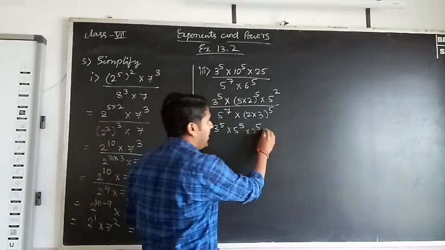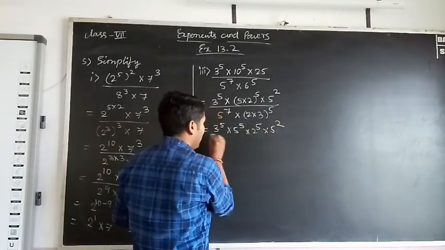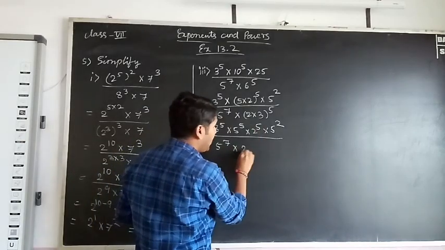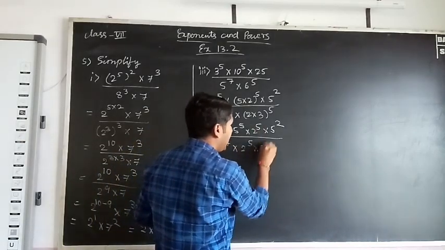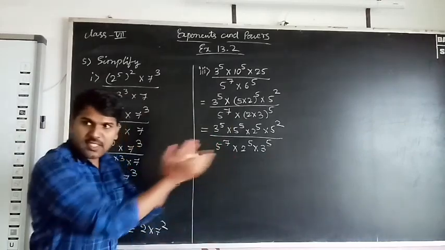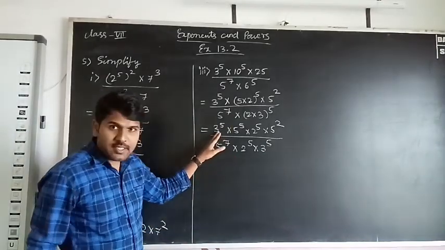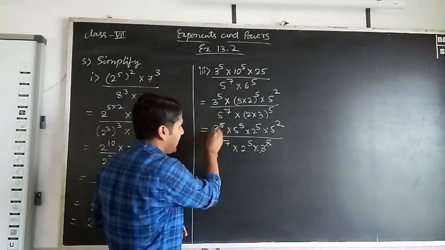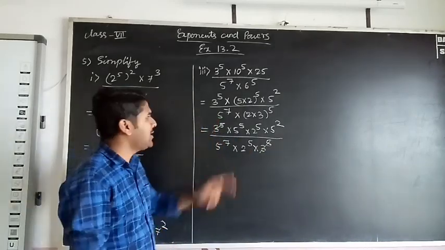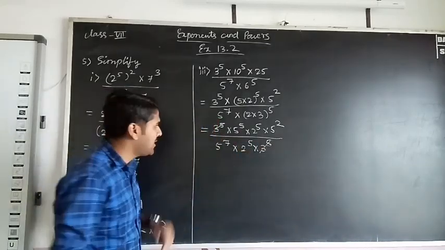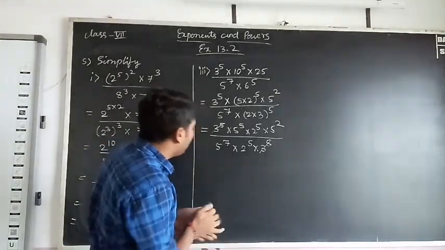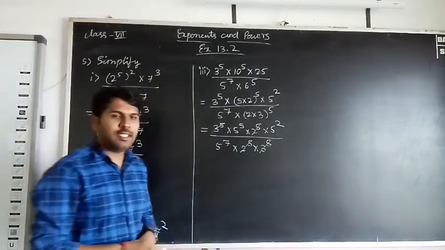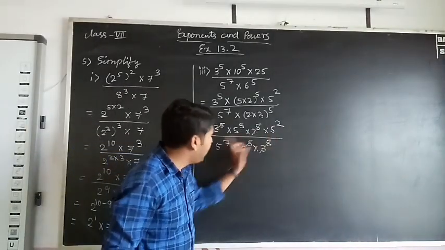So next, 5 raised to 2 as this, divided by 5 raised to 7 into 2 raised to 5 into 3 raised to 5. So now first, 3 raised to 5 and 3 raised to 5, you can directly cancel it. Otherwise use the laws of exponent. You will get the same answer. Next, 2 raised to 5 and 2 raised to 5, you can cancel it. So now only 5 remains.